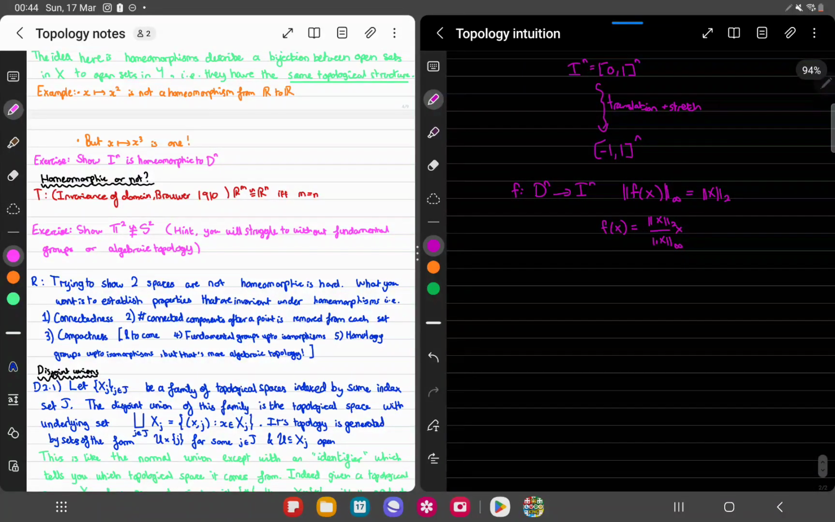And this should do it, I think. If it's not that, I think it's also f of 0 is equal to 0. That will help. I think that's supposed to be the map, if I'm not mistaken. And that's an explicit homeomorphism from D to I^n, and I leave you to just sort of fill in the details from here on. Okay.